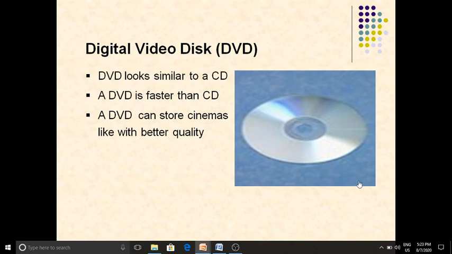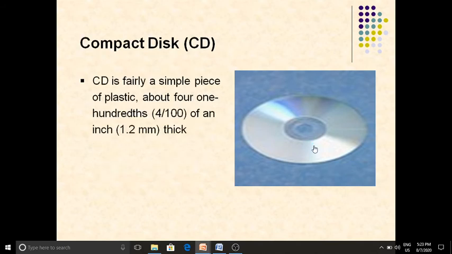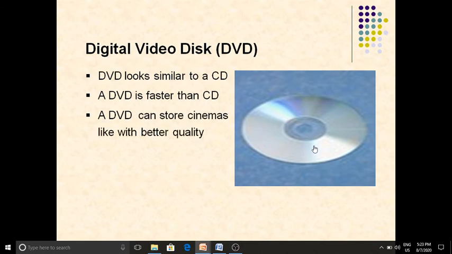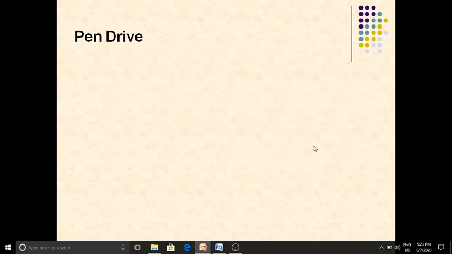You can see the picture here. This is a DVD. So you can see the difference between CD and DVD. Both look the same, but the only difference is that a DVD can hold a large amount of data. It is faster than a CD and can hold more data than a CD. For example, you can store cinemas with better quality.